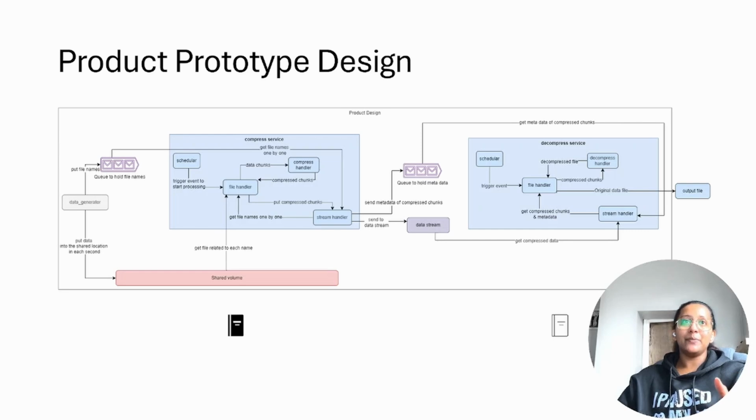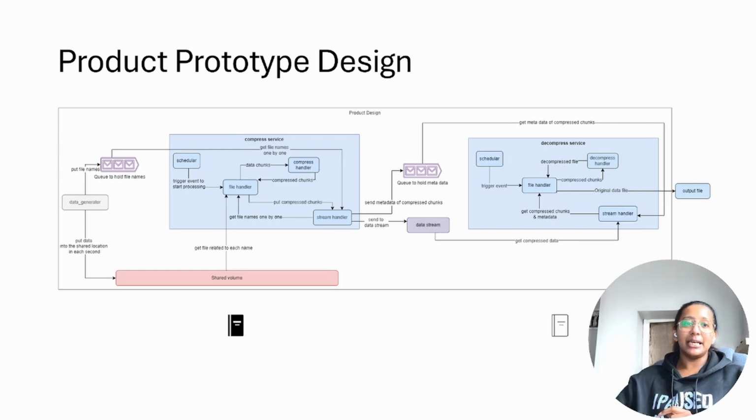Basically, the product prototype was designed with three services: a data generator, a compression service, and a decompression service. The data generator is responsible for collecting data from any data-generating device or service and sending it to a shared location which can be accessed by the compression service. Meanwhile, this data generator service will send some metadata to a queue to identify the data files from the shared location. The compression service is designed with three components with single responsibilities.